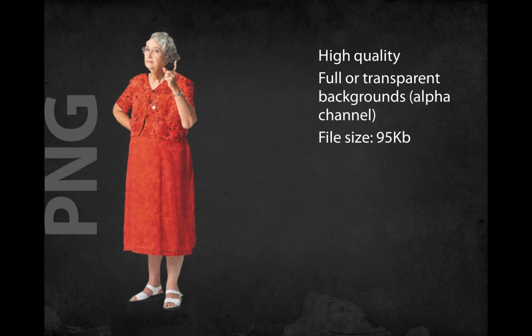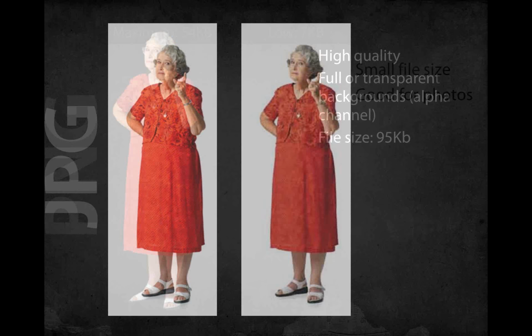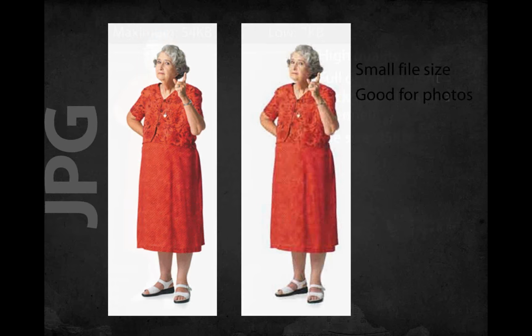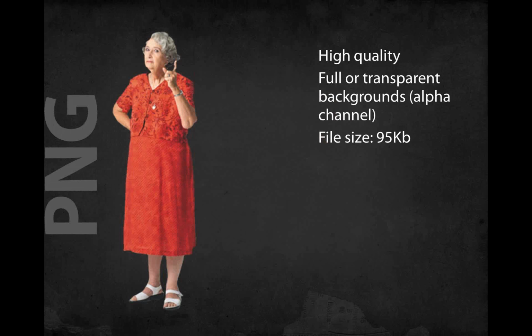A PNG file allows you to have a transparent background. It's called an alpha channel. Let's see, do I have a file size there? No. Well, anyway, the same graphic in a PNG is a larger file size than it was in a JPEG. It gives you a higher quality graphic.